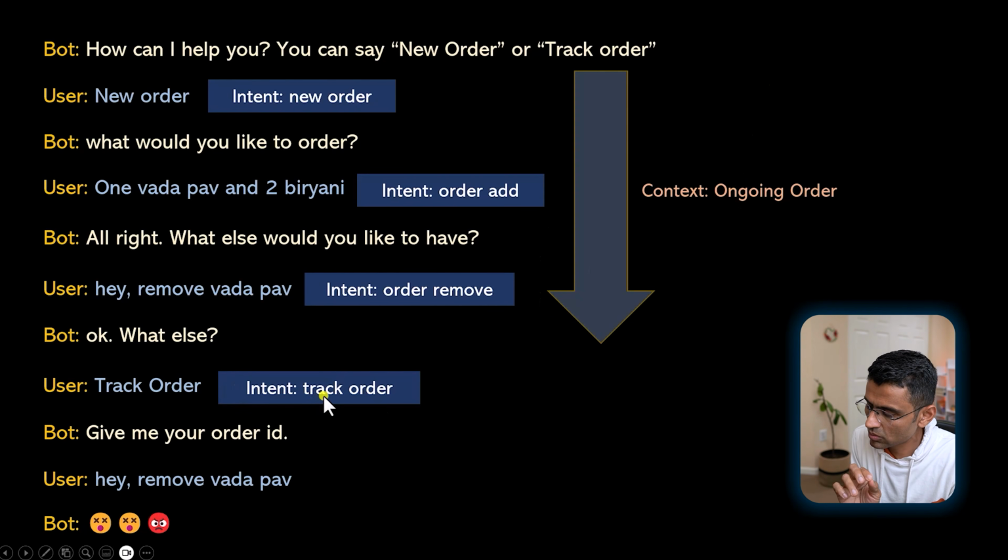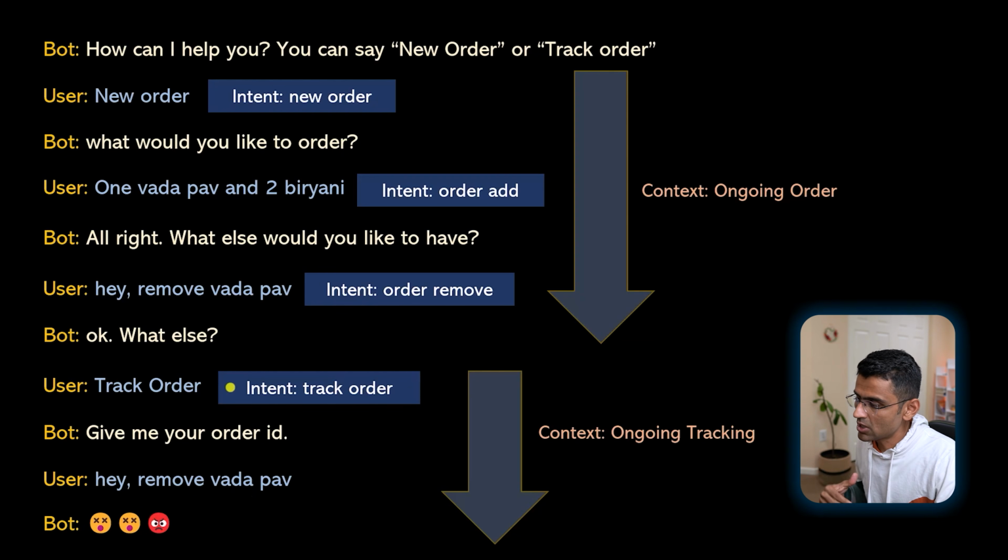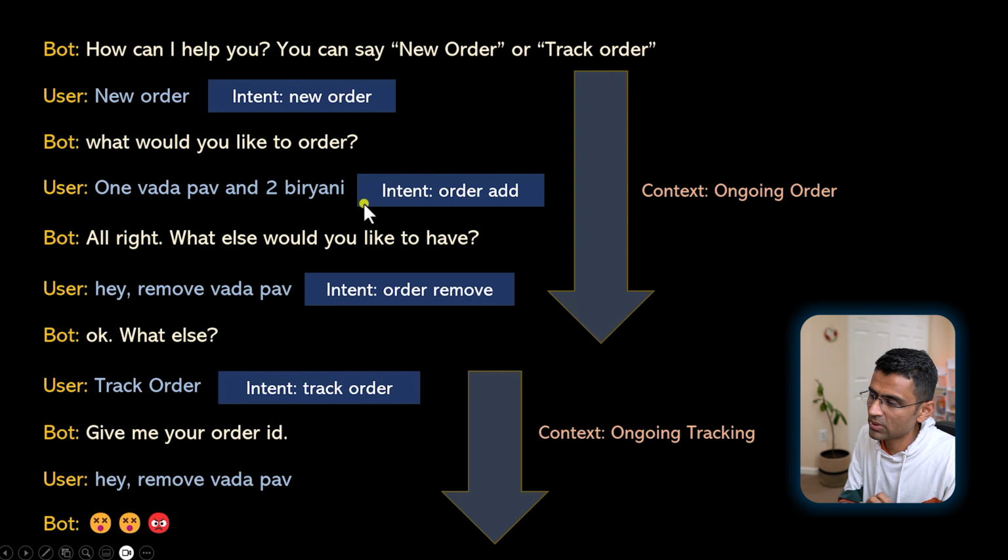When you start a new tracking, that is an ongoing tracking. So in that ongoing order, you can have other intents such as you might add things to your order, you might remove things from your order. When you have ongoing tracking, you might give multiple tracking IDs. But let's say if your context is ongoing tracking and you say, hey, remove vada pav, that doesn't make sense. Both will be confused. So whenever you say a statement like, hey, remove vada pav, 1 vada pav 2 biryani, it has to be in this kind of context.